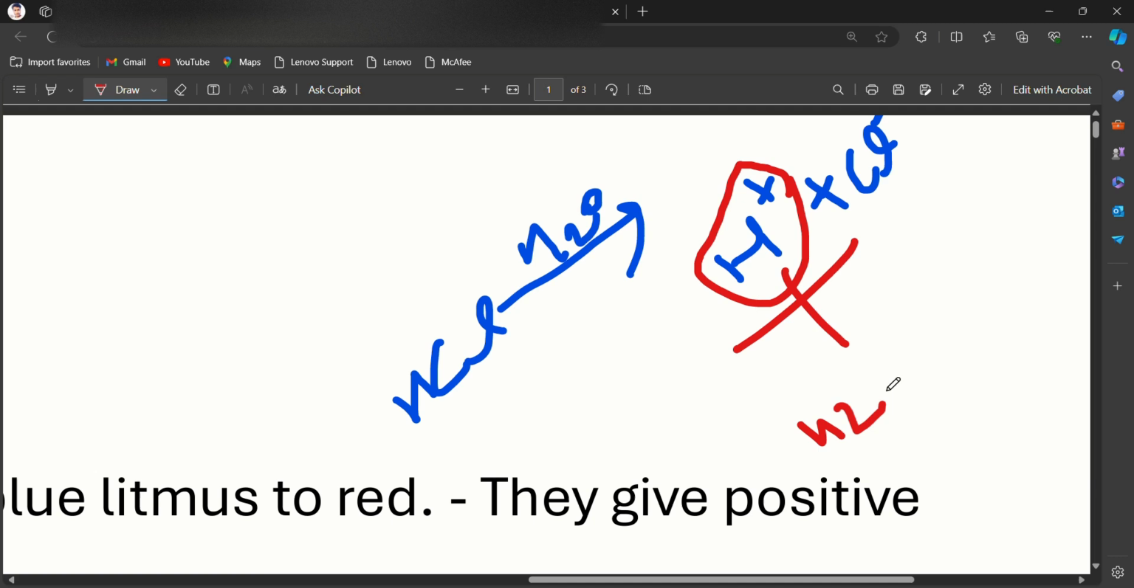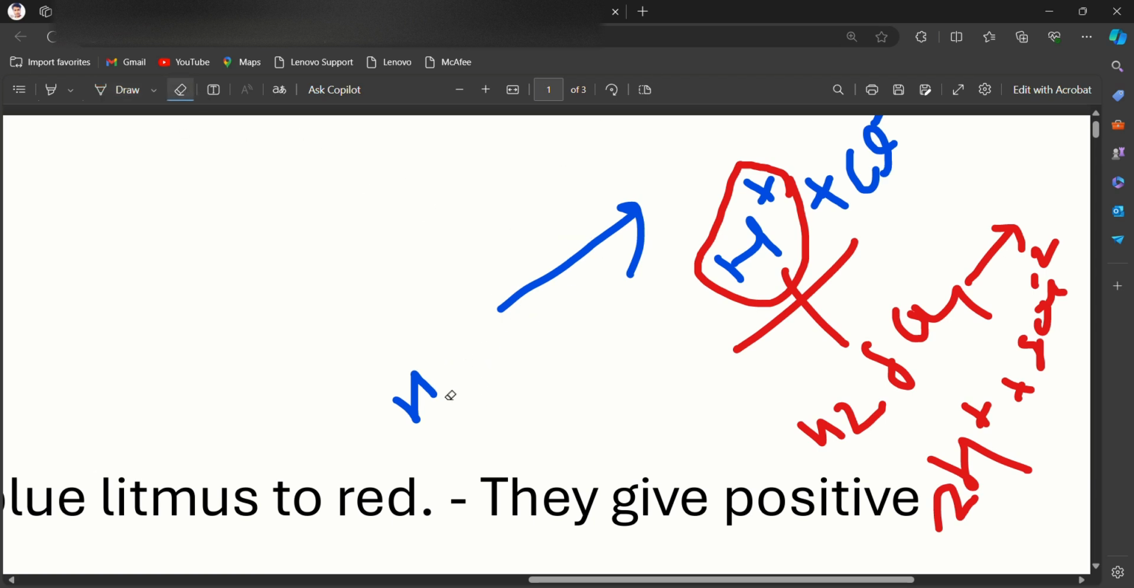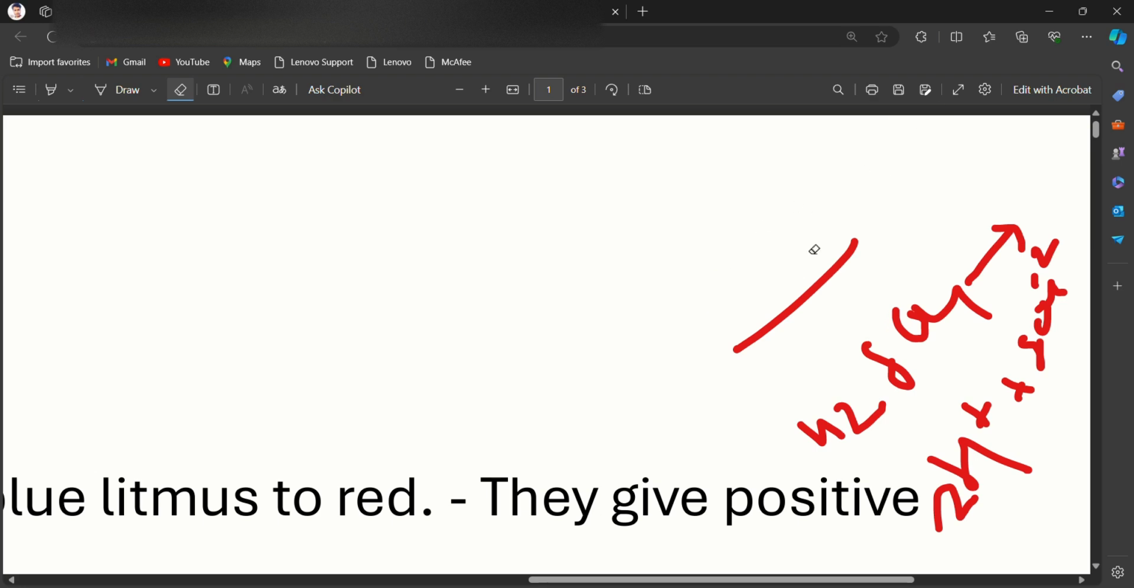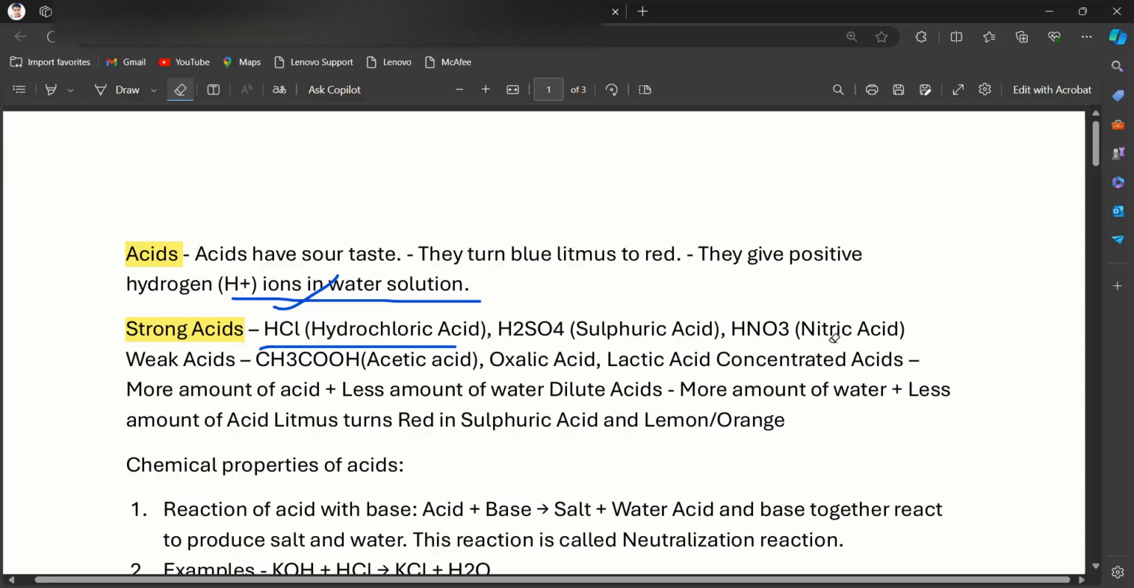Similarly for H2SO4, when we dissolve it with water, then we get 2H+ ion plus SO4 2-. So this is what happens when we dissolve acid into water. This will happen in water. So weak acid, carboxylic acid is the weak acid. Here you can see COOH, acetic acid, oxalic acid, and lactic acid.